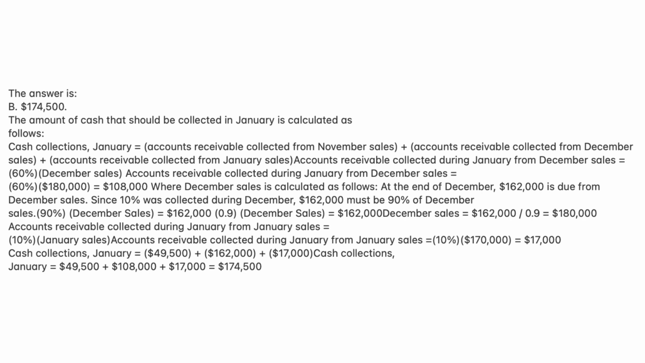Accounts receivable collected during January from January sales equals 10% of January sales, which is 10% times $170,000, equals $17,000. Cash collections, January equals $49,500 plus $108,000 plus $17,000, equals $174,500.